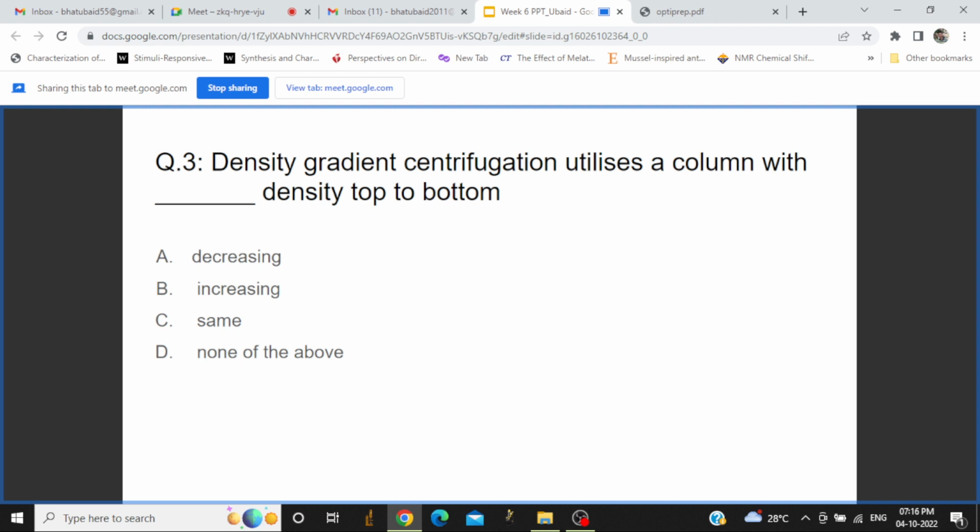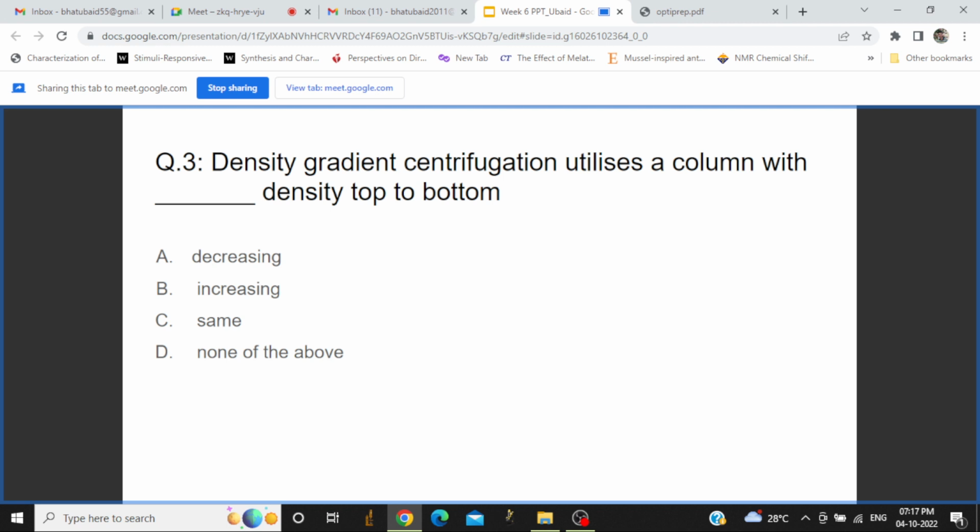You can answer if you can guess also, or if you know something about gradient centrifugation, you can think what should be the density gradient from the top of the centrifuge tube to the bottom of the centrifuge tube. Try to make the session interactive. If you have any doubts about the questions or whatever I explain, you can directly unmute yourself, or you can raise your hand, or you can directly write your doubt in the chat box.